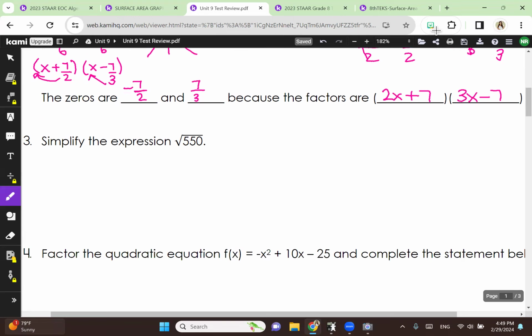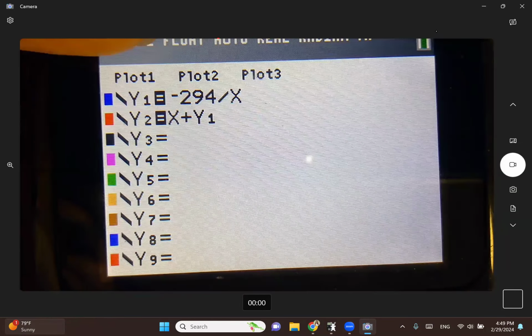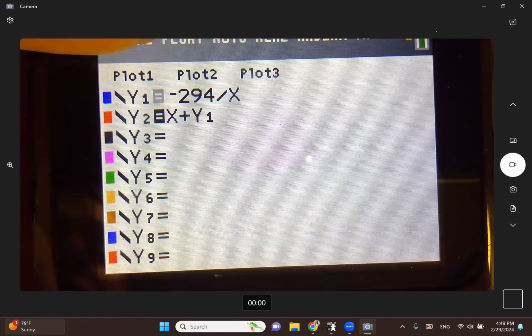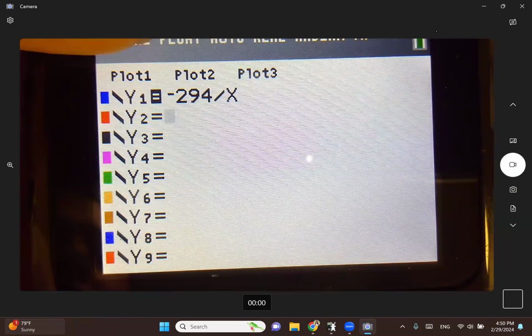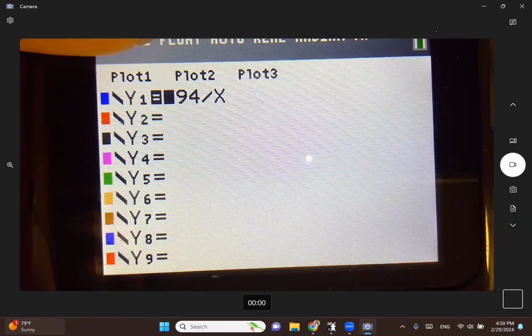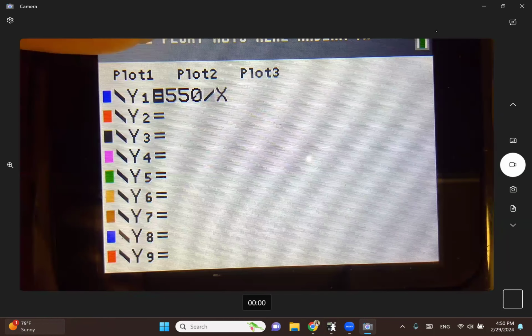The next one, simplify the expression square root of 550. Now for that one, that's where you find your factors of 550. We did a one-day lesson on simplifying radicals, so let's do that right here. To find the factors of 550, you're going to go to y equals. You don't need the x plus y1 because we're not factoring. We're just simplifying the expression. So I'm going to replace that with 550.